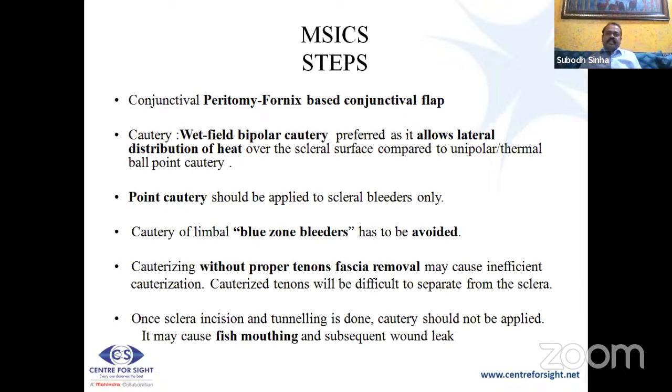Next step is the conjunctival peritomy. In small incision cataract surgery, we only do a fornix-based conjunctival flap. Then we should do very gentle cautery. Don't over cautery the area, and particularly avoid the limbal blue zone bleeders, which may lead to increased astigmatism after surgery.